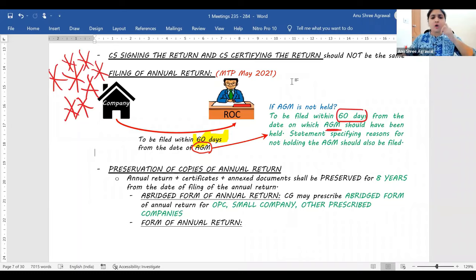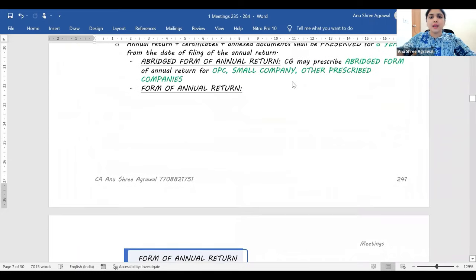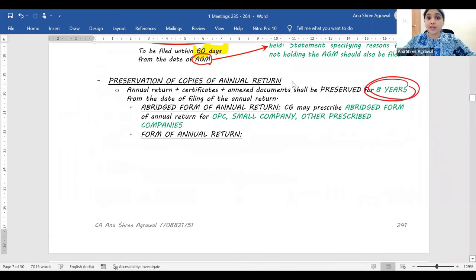All right, then how long will I keep the annual return copy? I will keep a copy of the annual return for 8 years. 8 years, just like what else? Where else did we revise 8 years? Register of debenture holders. 8 years from the date of redemption. Annual return also we will preserve for 8 years.